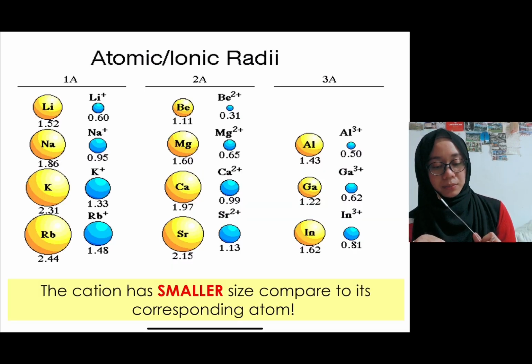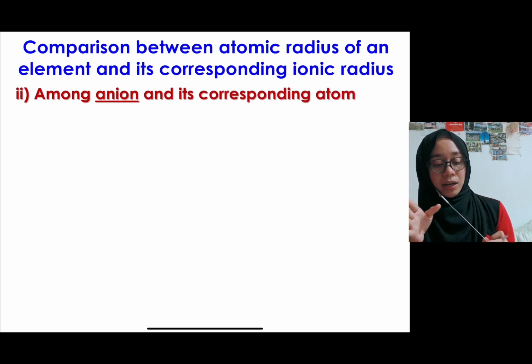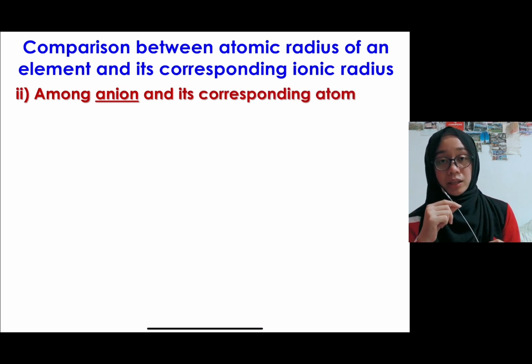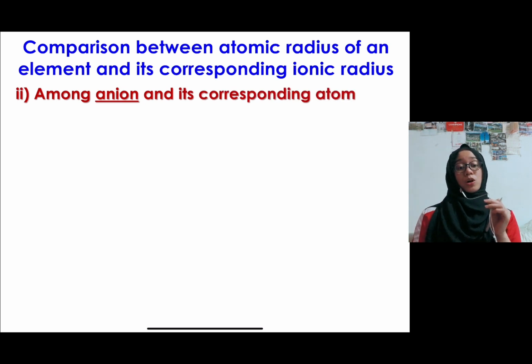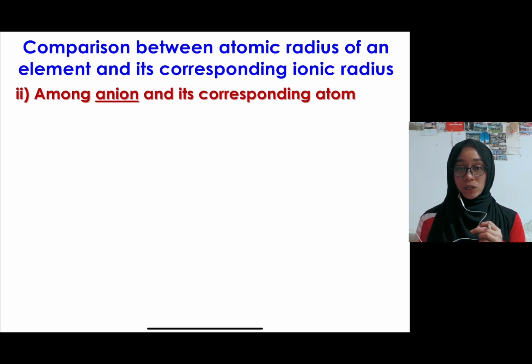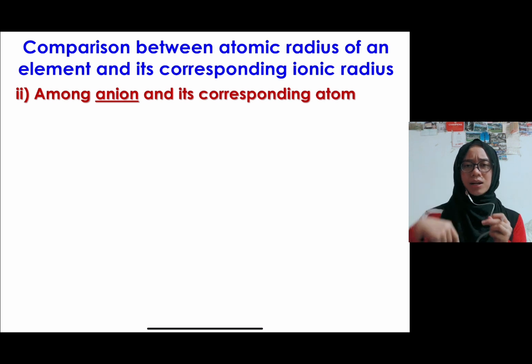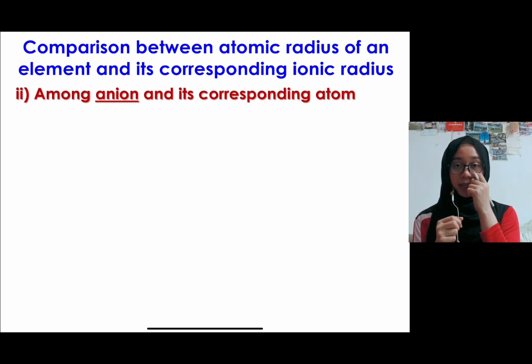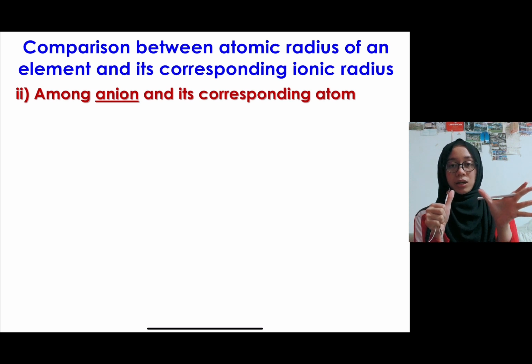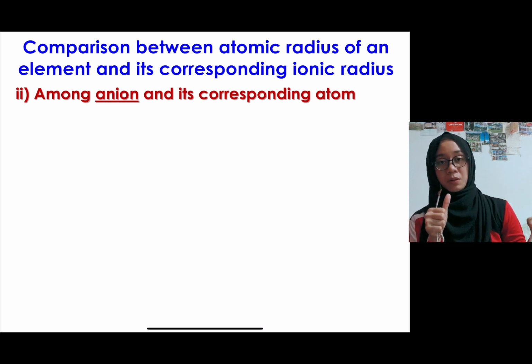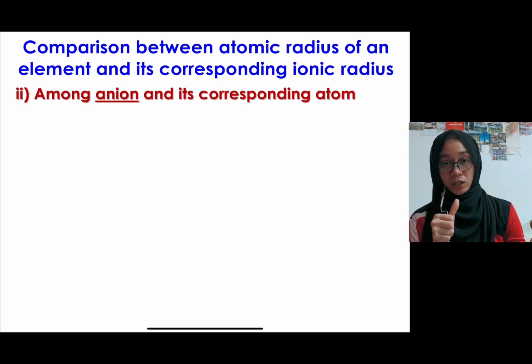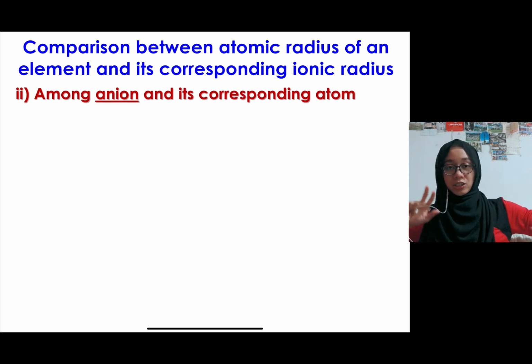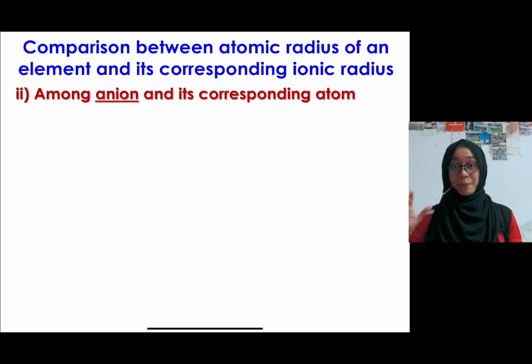Okay, and then kita pergi pula kepada among anion and its corresponding atom. So what do you think will happen now? So anion is, adakah kita akan remove elektron juga? Tak kan? Kita akan tambahkan elektron. So kita akan tambah elektron. So just imagine macam bulatan tu tadi. Bulatan ada 6 orang. Tiba-tiba ada seorang lagi nak masuk. Apa yang kamu akan rasa jadi dengan bulatan tu nanti? Of course nanti dia akan try bagi space. So what happened to the size of the bulatan then?